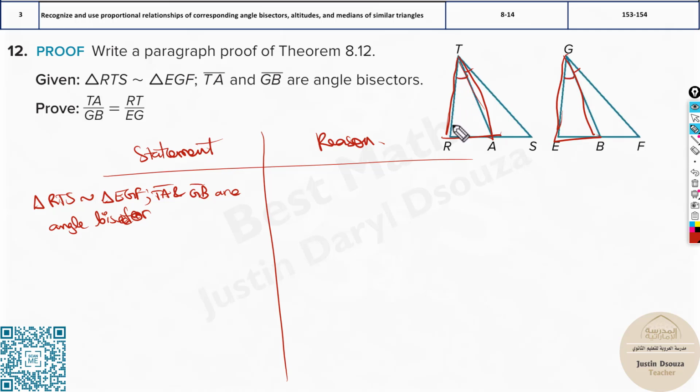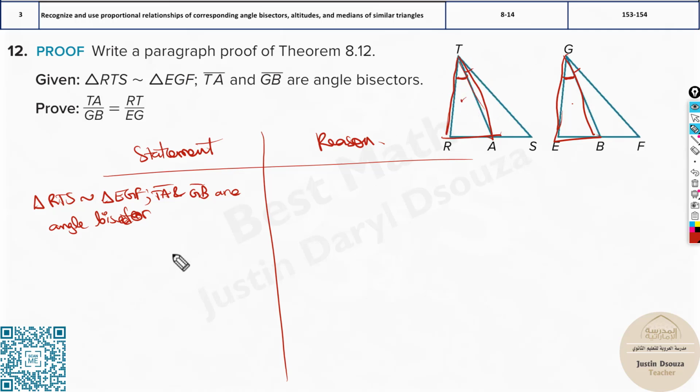Now, how can we prove they are similar? Like, how can we get this proportionality? If at all we knew this is similar to this, if these both triangles are similar, then obviously we can write this similarity statement. But we know the whole triangles are similar. Are they similar? The angles are the same. Already they have told this angle is equal to this angle. So we can easily prove this by angle-angle similarity.